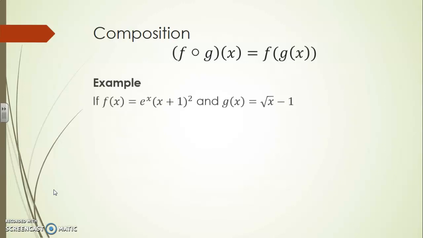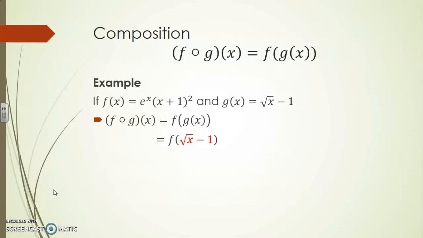For example, if f of x is defined as e to the x times x plus 1 squared, and if g of x is defined as the root of x minus 1, then the composition of f with g calculated at x means evaluating function f with g of x as its argument. So in other words, we will replace g of x by what it stands for. It stands for the expression root x minus 1. And root x minus 1 now acts as the variable that is applied to function f.